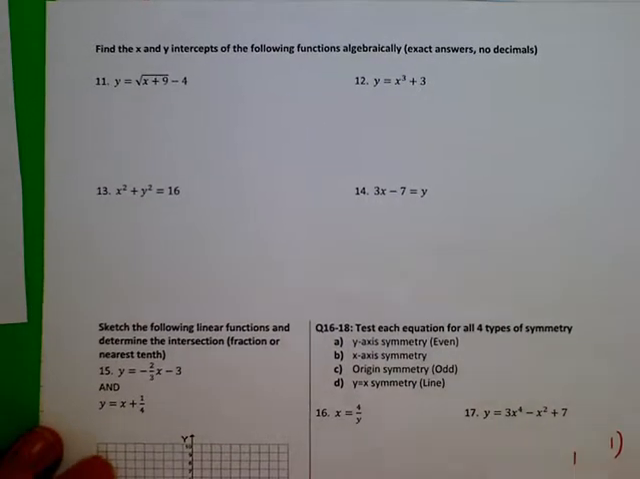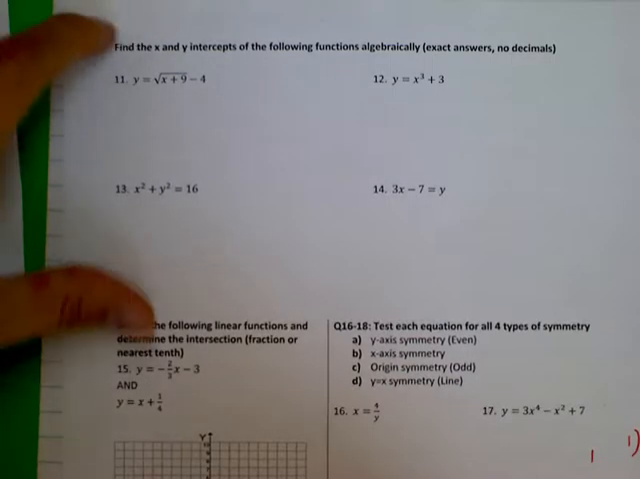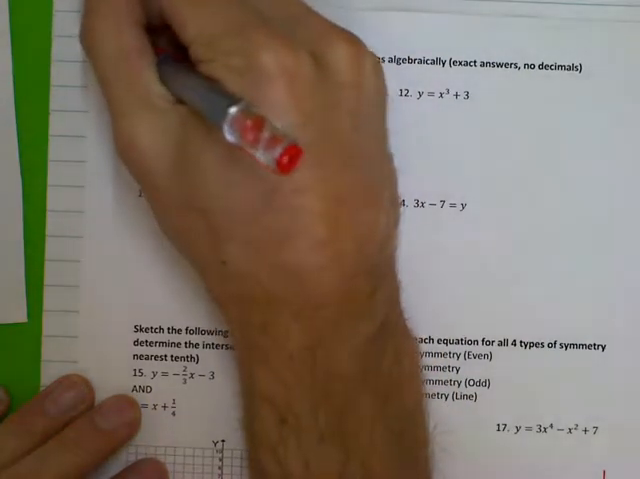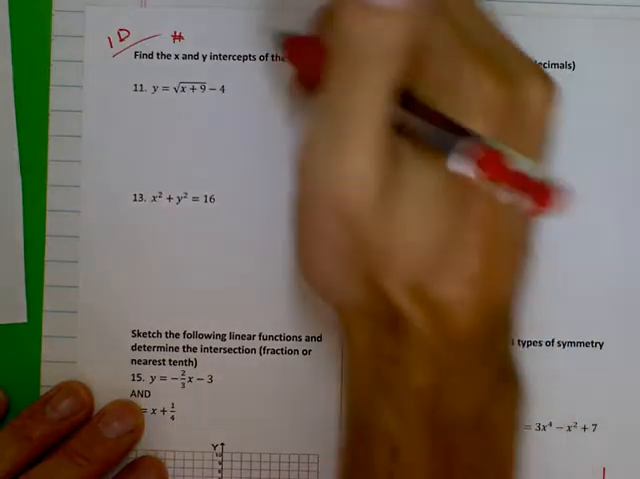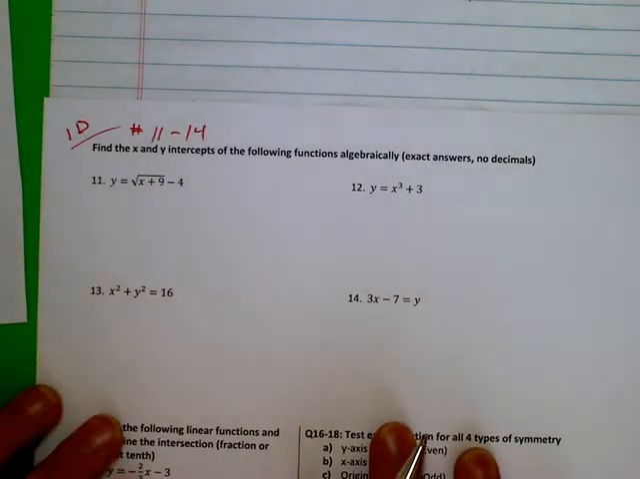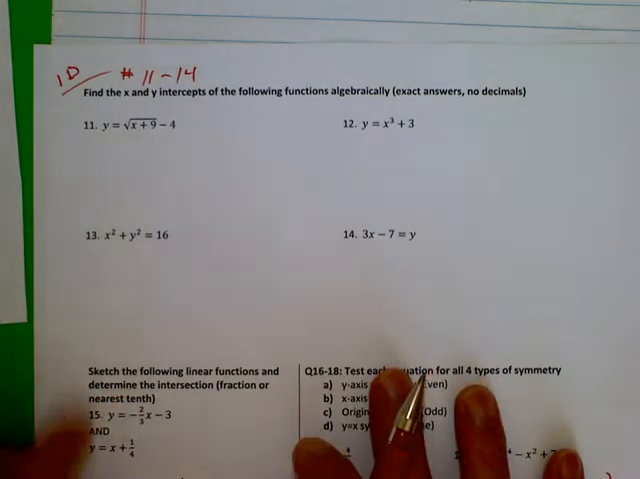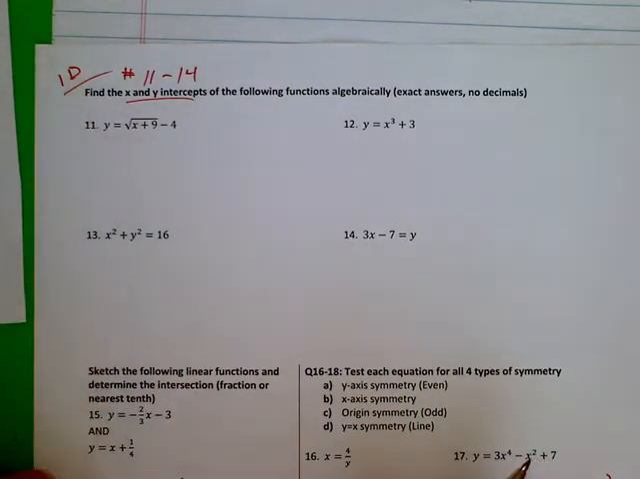If you are watching this video, it's probably because you didn't do so well on this section of the test right here, which I'm going to call section 1D, because that was the lesson, and it's number 11 through 14. So 4 questions, 4 points. I'm going to let you retake this section separately from 1E, which is going to be all the symmetry stuff. Okay? So lesson 1D, just finding x and y intercepts, one separate part of your test that you can retake.